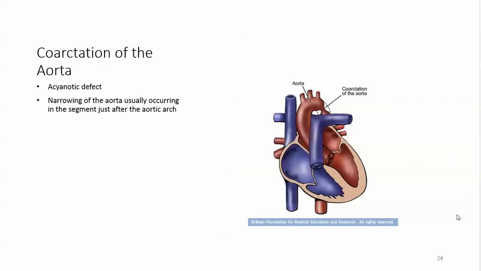Coarctation of the aorta. This is an acyanotic defect. There's a narrowing of the aorta, usually occurring in the segment just after the aortic arch. So there's your aortic arch, and there's your coarctation or narrowing. Narrowing of the aorta reduces the supply of blood to the lower part of the body. Surgical treatment consists of removal of the constricted region and end-to-end anastomosis of the aortic segments. Anastomosis just means to take two pieces and put them together.